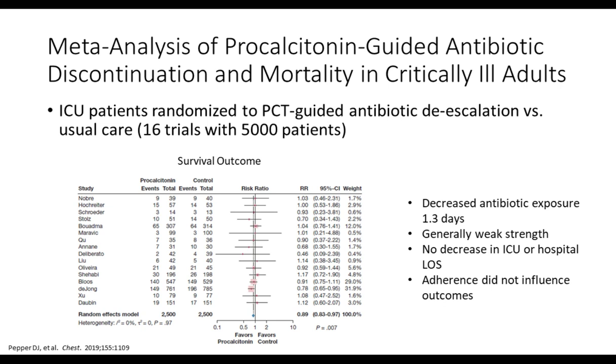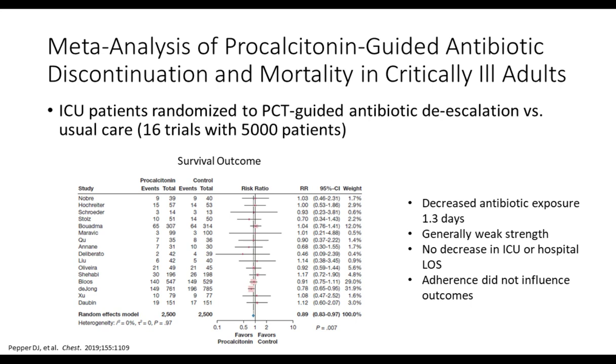So this is a meta-analysis of procalcitonin-guided antibiotic therapy in critically ill adults. I would say it's a little bit more homogeneous, with the I-squared being 0, but generally decreased antibiotic use. The strength was weaker, it didn't change length of stay, and interestingly, in this meta-analysis, adherence didn't really influence outcomes.